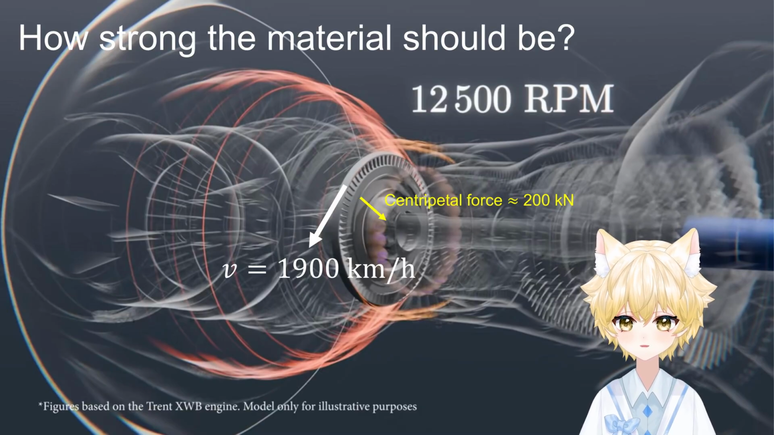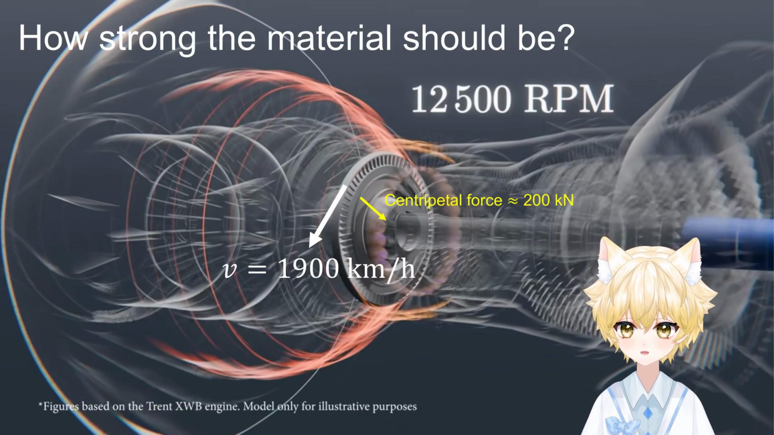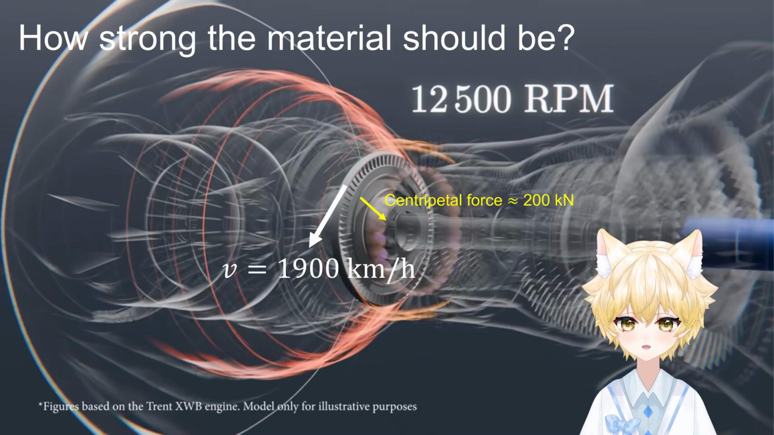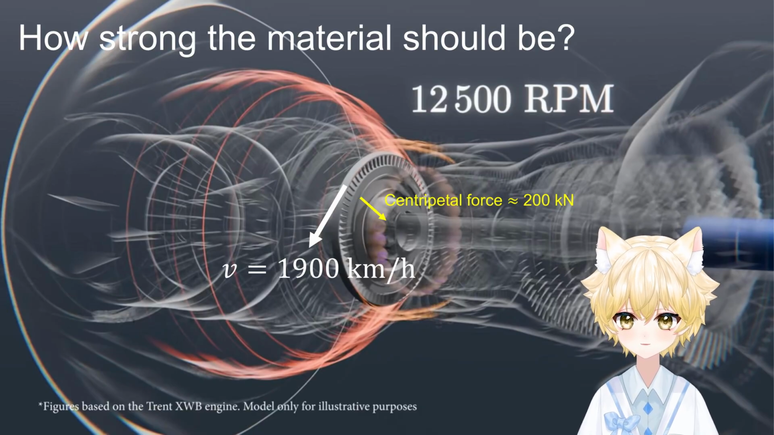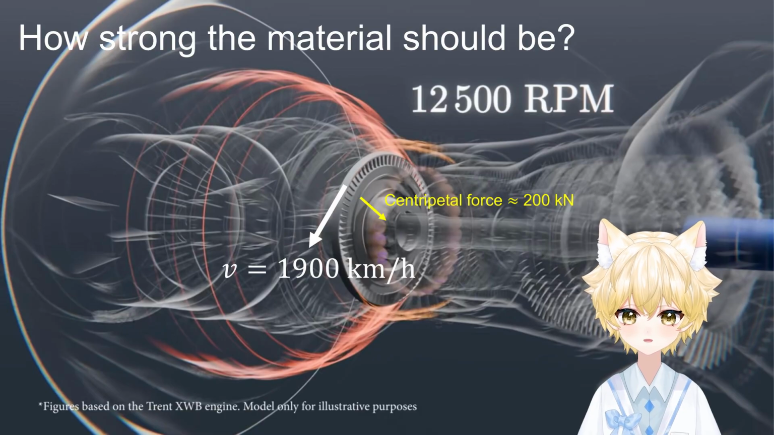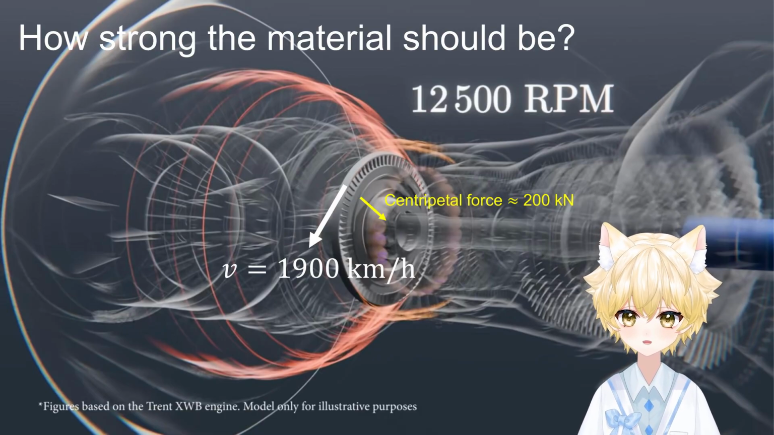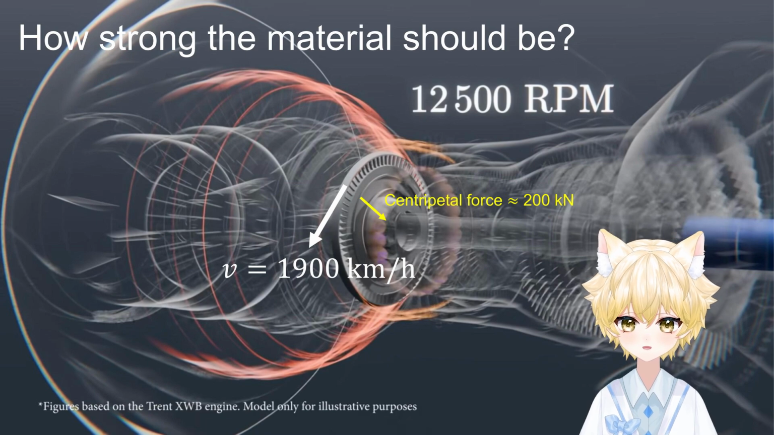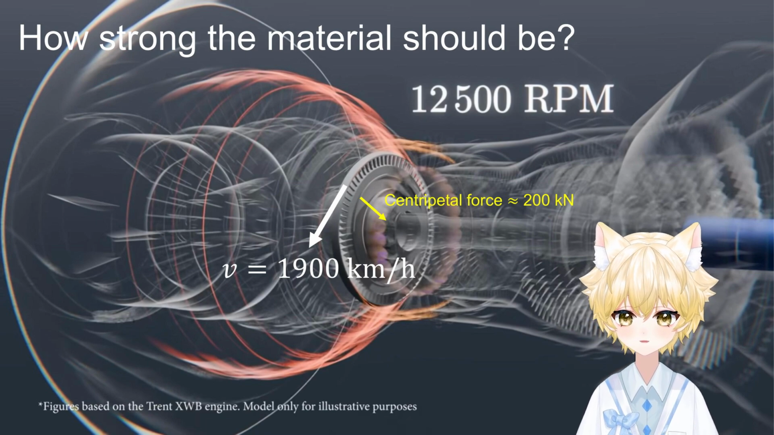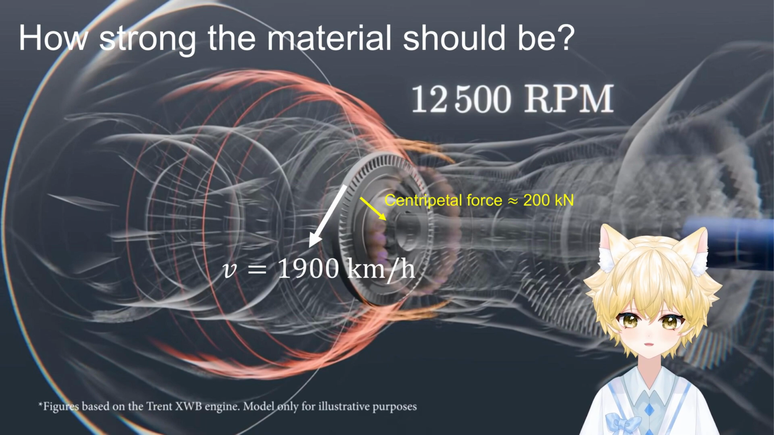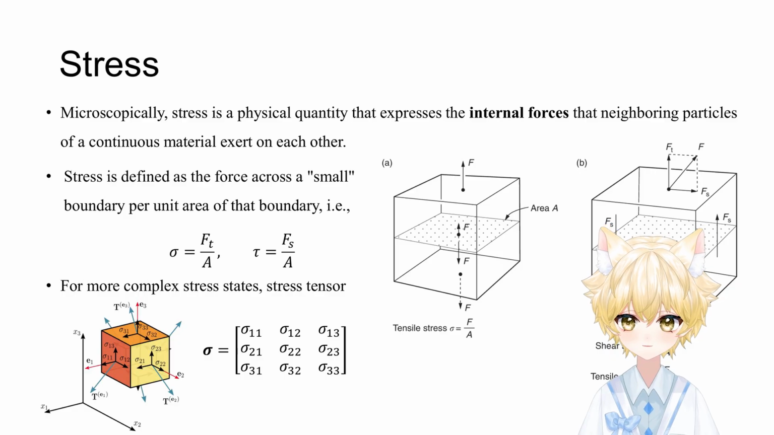That is the centripetal force. If you take a representative 300-gram blade, the force calculated is around 200 kilonewton. That's roughly the weight of 2 campus buses tugging on each blade as it spins. Therefore, the material must be strong enough to carry this load, as well as not deform too much under both the load and the high temperature.